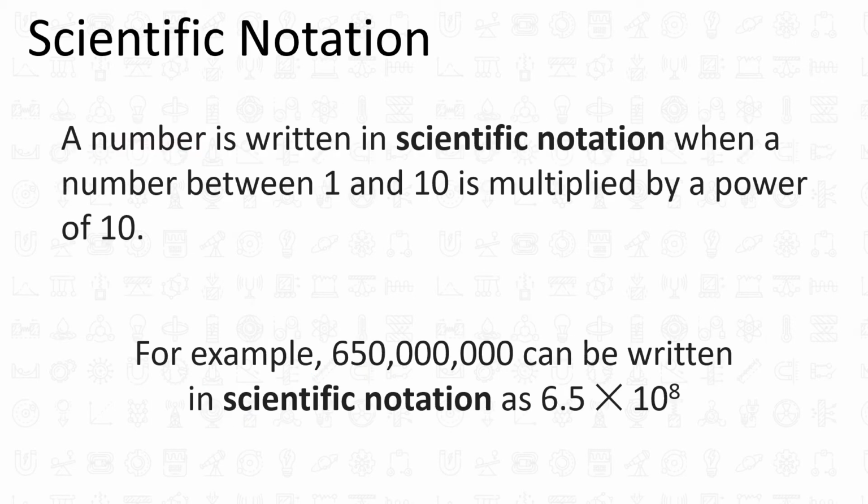So a number is written in scientific notation when a number between 1 and 10 is multiplied by a power of 10. For example, if we have 650 million, that can be written in scientific notation as 6.5 times 10 to the 8th power.